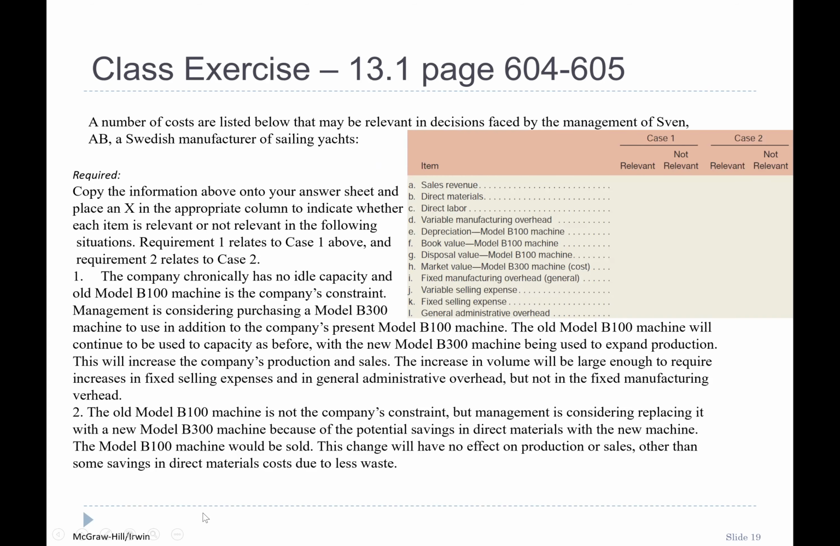The old model B100 machine is not the company's constraint, but the management is considering replacing it. When you replace it, it means you need to sell it, right? With the new model B300 machine, because of its potential saving in direct materials, you would be having a saving in direct materials.